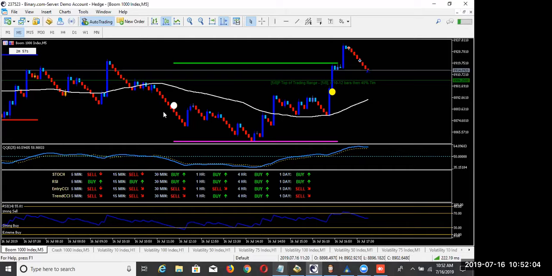Where should I find those added pairs like boom and crash 500? You will log out from your account and log in again, then you will see them. Go to your real account, all your accounts.